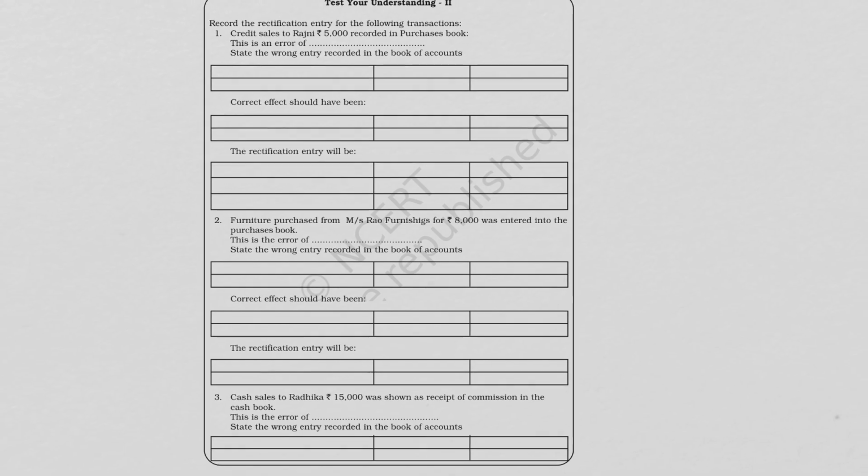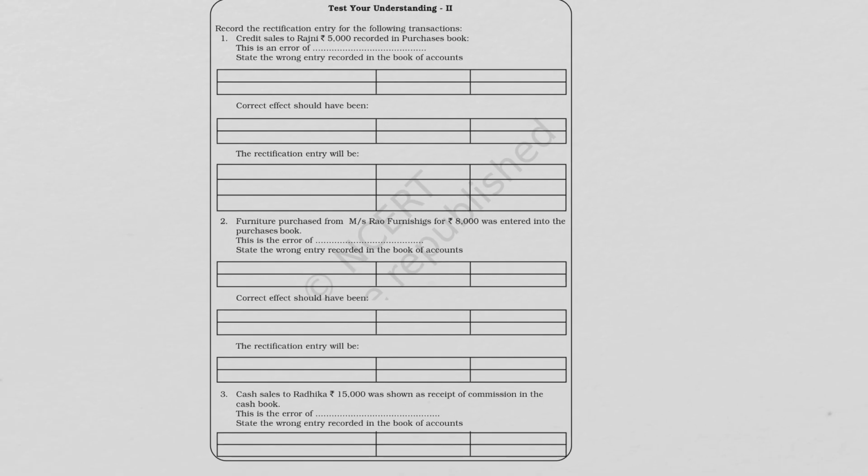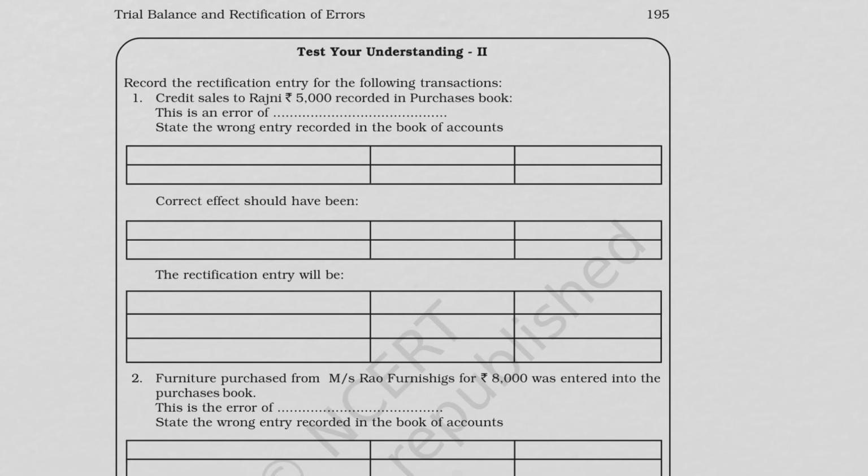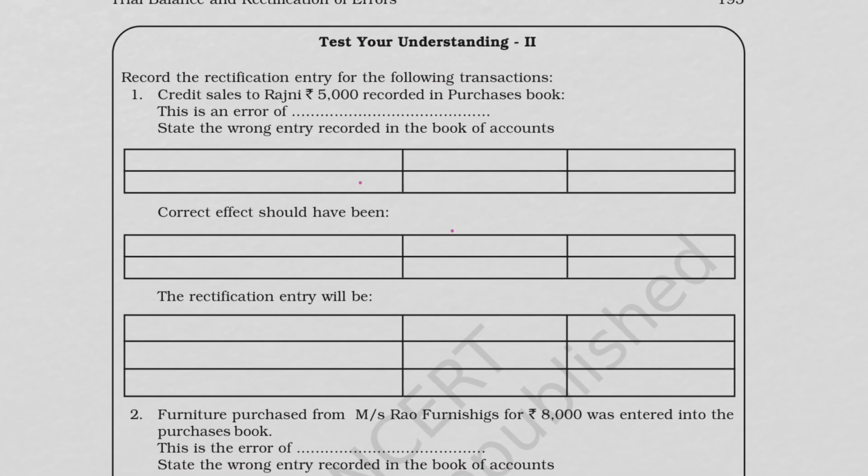Next, we have test your understanding. Record the rectification entry for the following transactions. Credit sales to Rajni rupees 5,000 recorded in purchase book. Now, first of all, let us see the type of error. This is an error of principle, because the sales were wrongly treated as purchases.